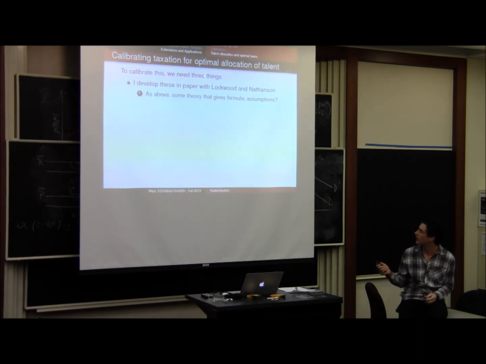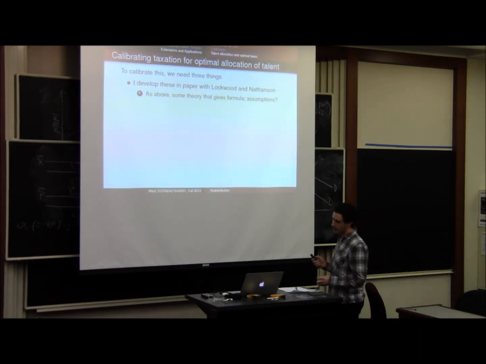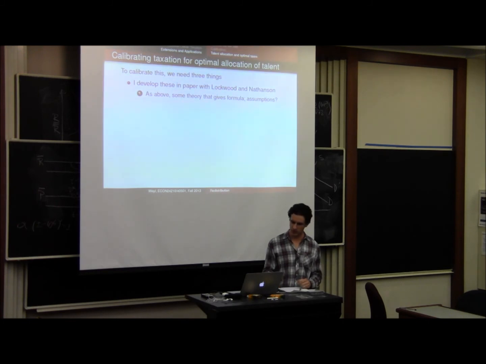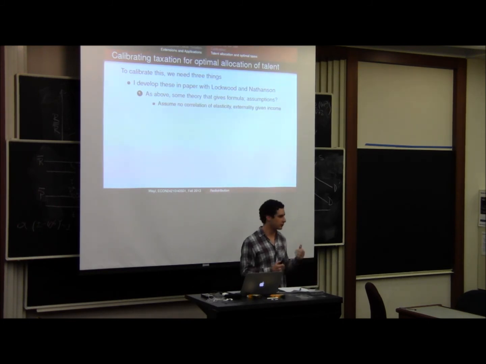This is what I do in my paper with Ben Lockwood and Charlie Nathanson. As above, we need some assumptions in the theory. So we assume, for what I'm going to show you, that there's no correlation between the elasticities of people switching across professions and their externalities conditional on their income. So all the people who are going to, in response to a tax change, switch out of a given income are representative of people at that income. And in this case, you just want to set the tax rate at every point to undo the average externality of people at that income.